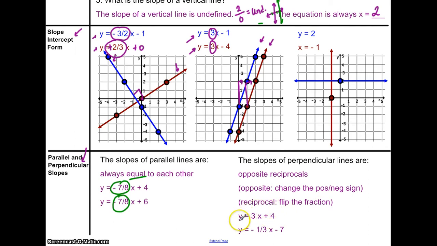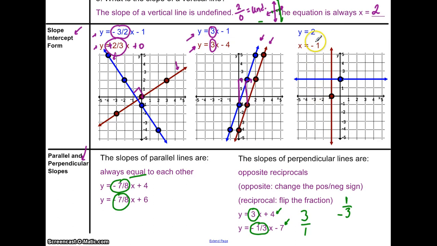So here's an example. If I had y equals 3x plus 4, the slope of the first line was 3. Now I'm going to change the positive and negative sign, so my new slope for a perpendicular line would be negative 3. But also, remember, 3 is the same as 3 over 1. So the reciprocal slope, flipping the fraction over, would be negative 1/3. And that's what I have here. Y equals negative 1/3 x minus 7. Just like parallel lines, the y-intercept doesn't matter at all. Could be anything. But as long as the slopes are opposite reciprocals, flip the fraction, change the sign, and you'll get perpendicular 90-degree slopes.